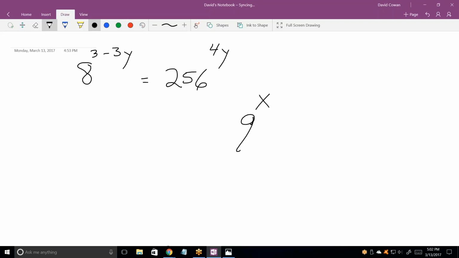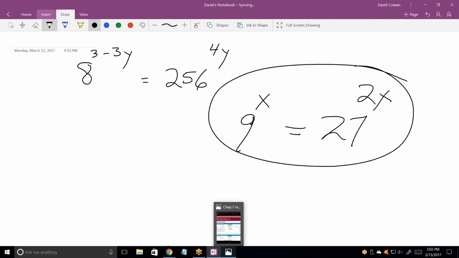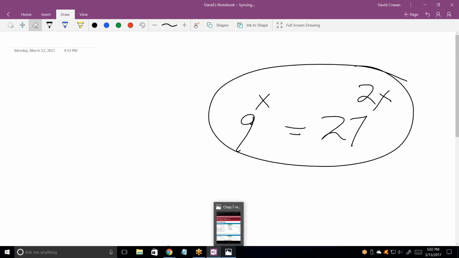9 to the x equals 27 to the 2x. Solve that. Using logs or without logs? Well, which way can you do it without logs? Always try to do it without logs. Okay. Let's see. You can take the base of... Just because if it can be done without logs, that's the way they want you to do it.